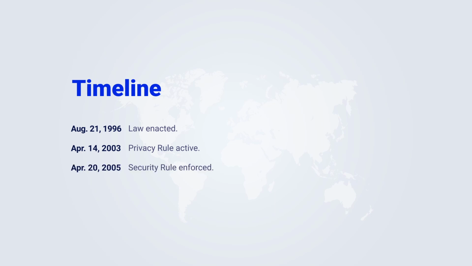Let's look at its timeline. HIPAA was enacted on August 21, 1996. The privacy rule took effect on April 14, 2003, followed by the security rule on April 20, 2005. Breach notification requirements started on September 23, 2009.